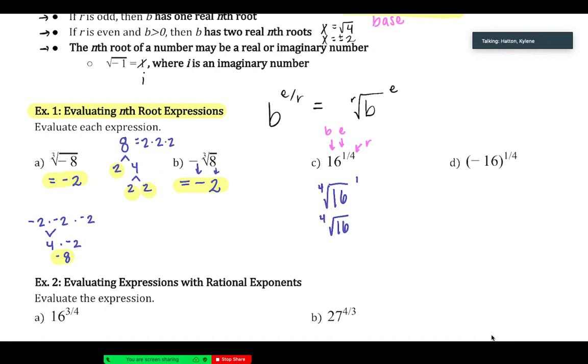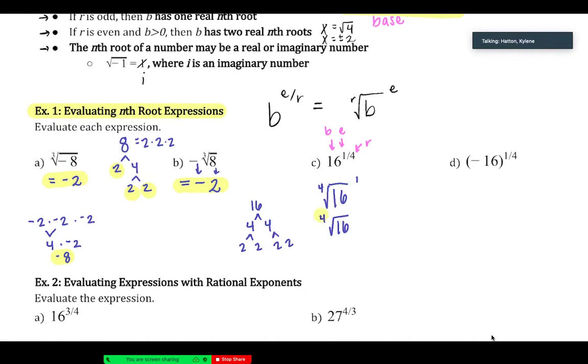So the fourth root of 16 is asking, what number times itself 4 times equals 16? So you may be able to figure it out in your head. If not, you can always make a factor tree. So like 16, two factors of 16 can be like 2 and 8 or 4 and 4. And then we're taking the fourth root, so we need 4 of the same number, not just 2 of the same number. So 4 can break down into 2 times 2, and then this 4 can also break down into 2 times 2.